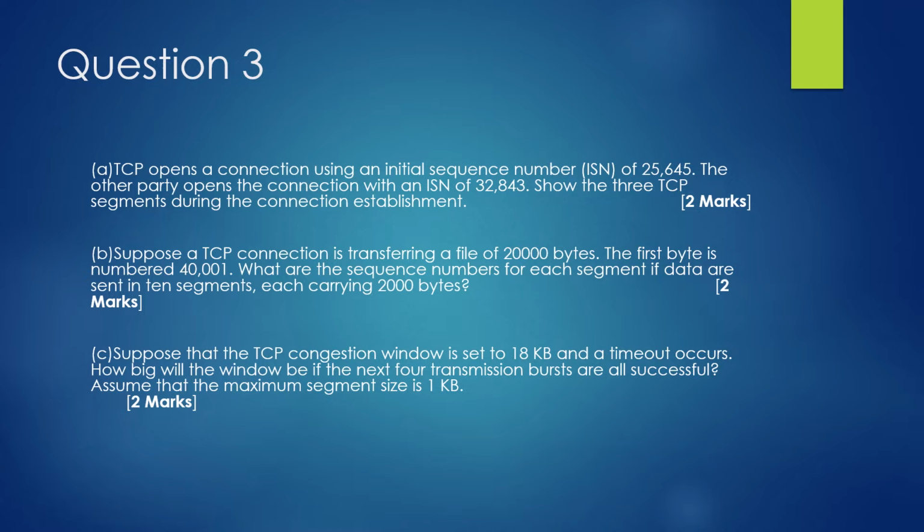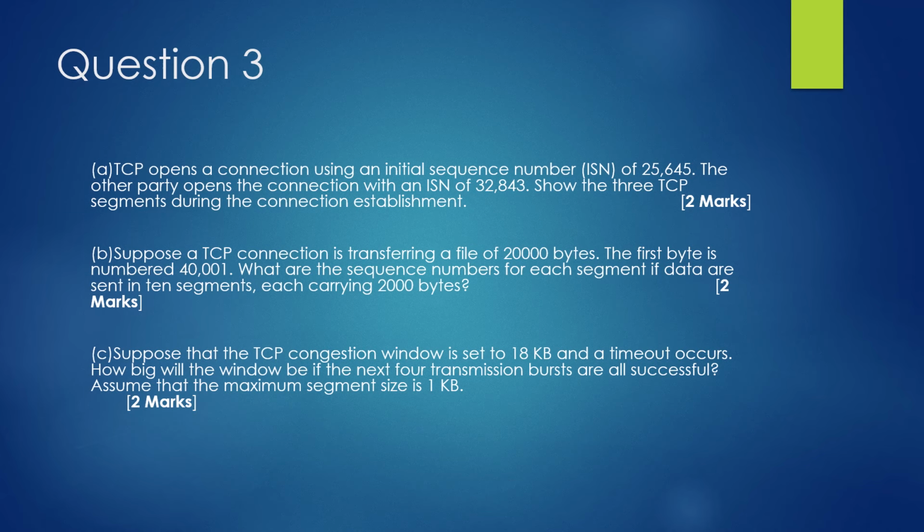For that, I will provide the steps, and let me read the other questions as well. Suppose a TCP connection is transferring a file of 20,000 bytes, and the first byte is numbered 40,001. We have to find the sequence number for each segment if data is sent in 10 segments, each carrying 2000 bytes. It is very simple, and I will tell you why.